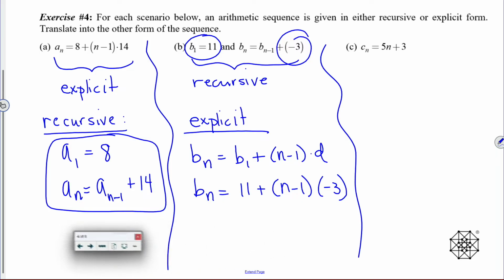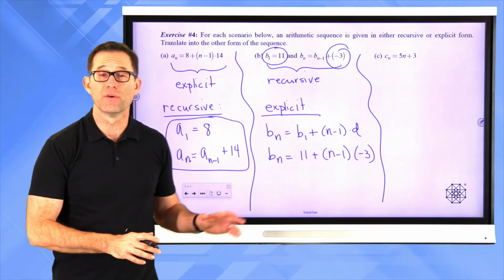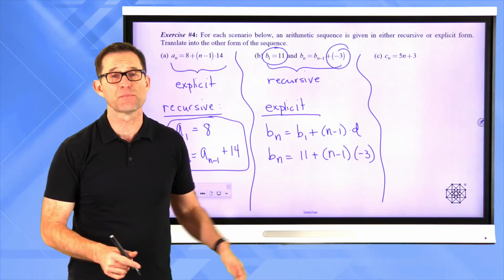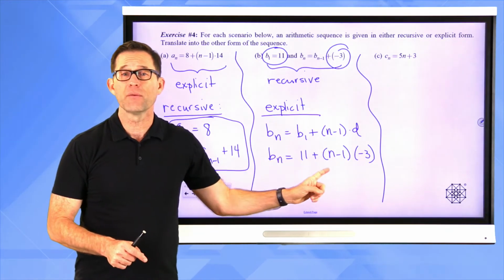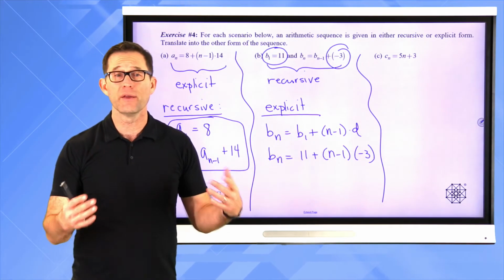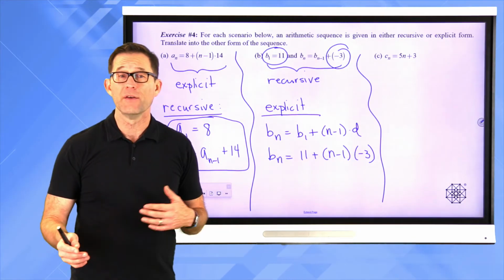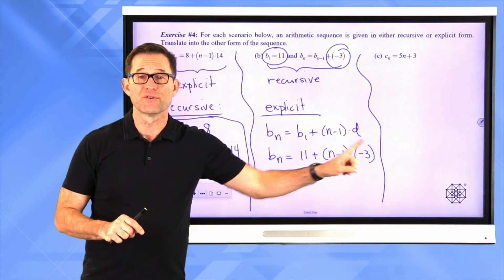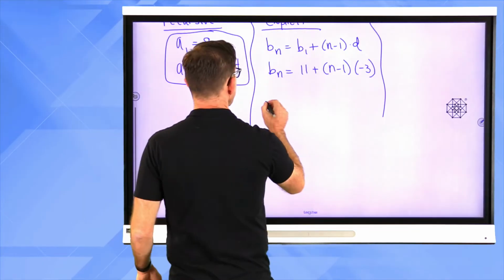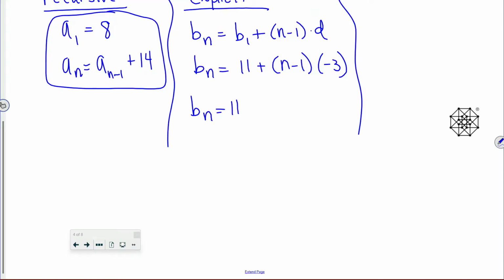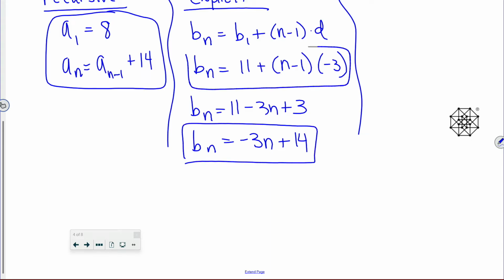And that would be a completely fine way to leave it. There is nothing wrong with leaving it that way. It's definitely explicit. If I gave you a question like, what is the 200th term? You could put in 11 plus 200 minus 1 times negative 3, and you could generate the 200th term. If you really wanted to clean it up, you could distribute the negative 3 through, and it would look like B sub n equals 11 minus 3n plus 3, and B sub n would be negative 3n plus 14. So this would be good, or this would be good, either one of them.